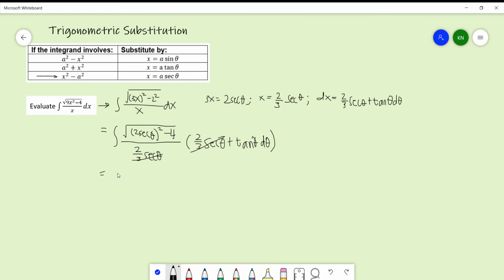Now what we have left is the integral of 4 secant squared theta minus 4, multiplying with the remaining term, tangent theta d theta. Afterwards, we know that there is a common term in this equation, so we can factor it. The common factor is 4, so we can factor 4 from the equation. That gives us 4 times secant squared theta minus 1, and then copying the remaining term, we have tangent theta d theta.